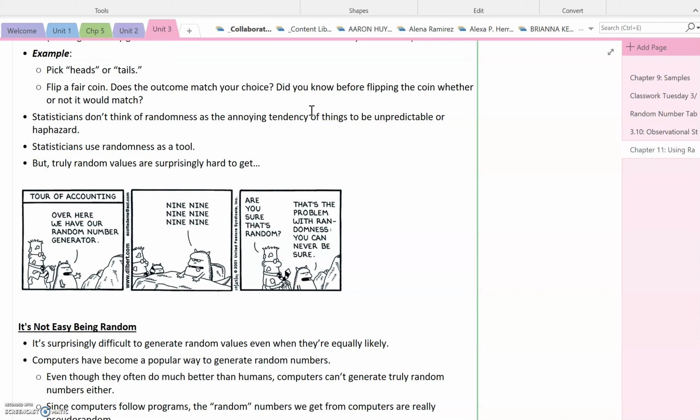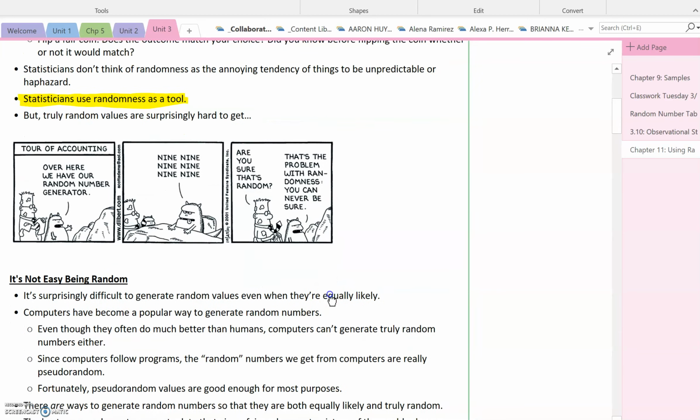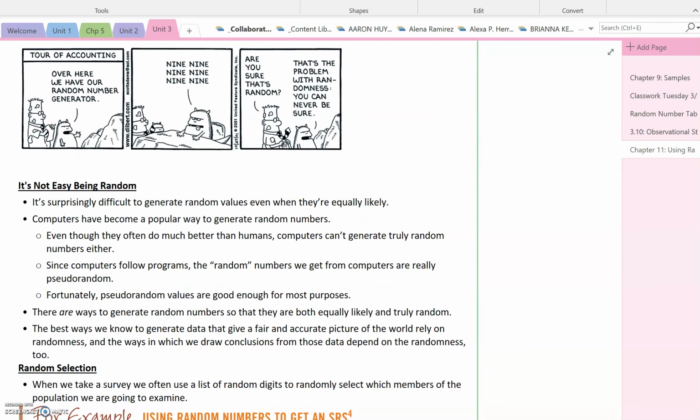As statisticians, when they randomize things, they don't think of it as being annoying. They actually use it as a tool, because if you make randomness a tool, then you can generalize your findings to the entire population because there was no underlying bias happening in your experiment. Remember, in the last couple sections, we've been talking about bias and how you can't use biased experimental designs and generalize your findings to the entire population. But truly random values are hard to actually get.